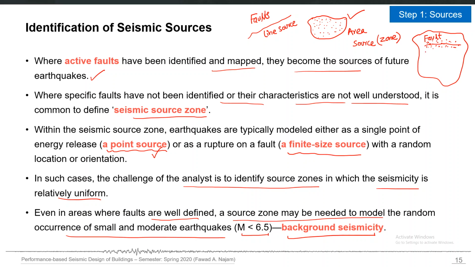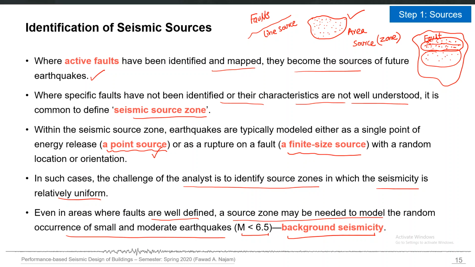Even in those cases, there will be some earthquakes which will be randomly distributed close to the fault lines. Those earthquakes may not be attributed to this particular fault line, and once you model that fault line, you may only include some specific, for example, large magnitude earthquakes, but for moderate and low level earthquakes, you may still need an area source to model them in the PSHA process.